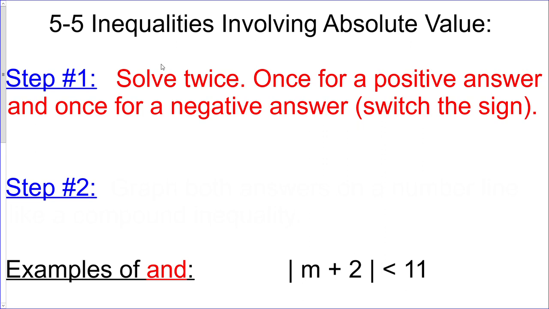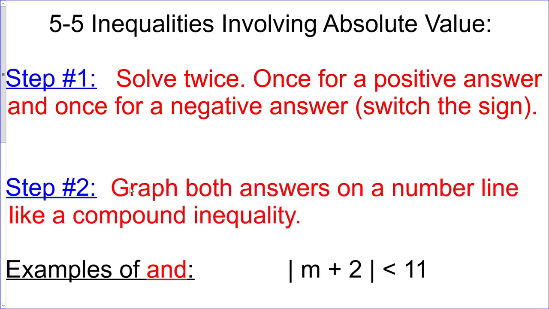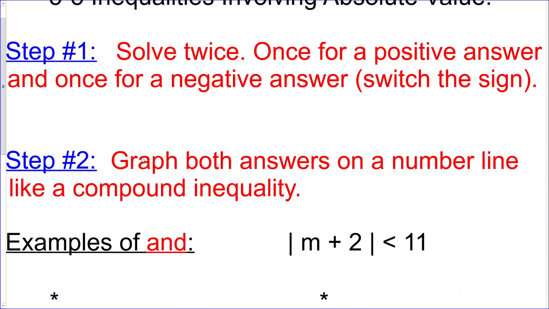Once for a positive answer, so we'll just basically take the absolute value bars off and solve it just like it says, and then we're going to solve it again for a negative answer, but since we're going to make that answer negative, we're also going to switch the inequality sign when we do that. Then we're going to graph both answers on a number line like a compound inequality, and we've been doing that. We've been working with compound inequalities, so that shouldn't be a big deal for us.